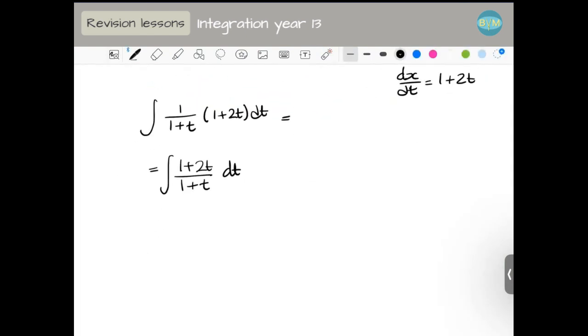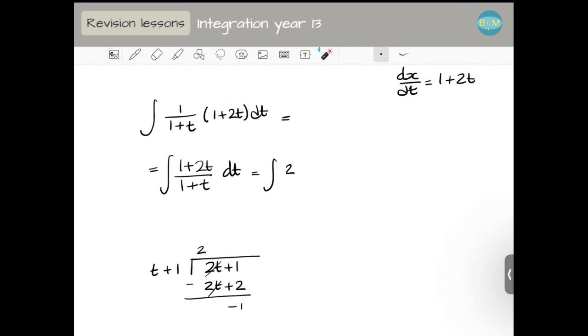So I'm going to divide 1 plus 2t, or it's better to write in order of powers, so 2t plus 1 divided by t plus 1. I divide and I have 2t plus 2. I subtract, these ones are gone, and I have 1 minus 2, which is minus 1. So this means that I can write this as 2 and the remainder, minus 1, divided by 1 plus t, or t plus 1.